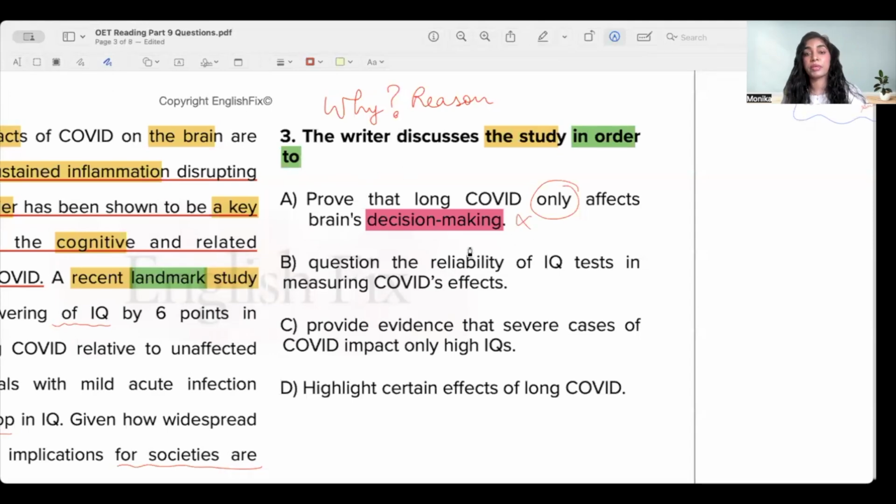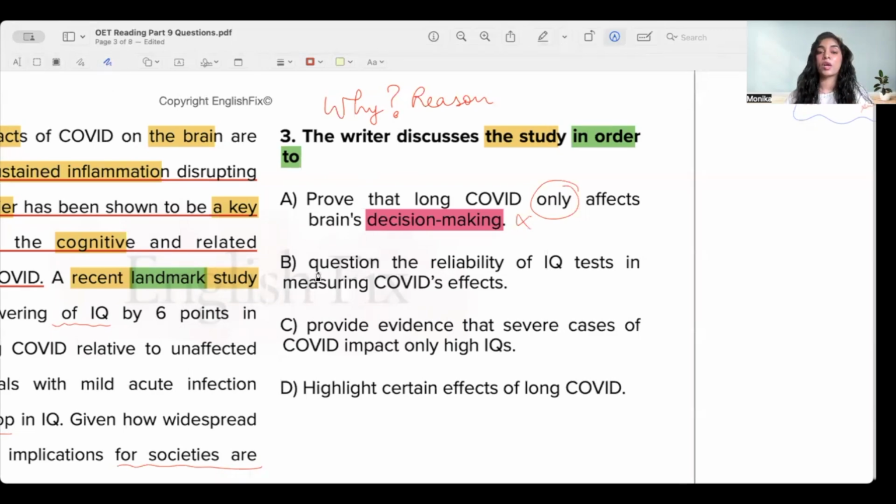Obviously not. But some students will think long COVID affects the brain. Great. Cognitive? Great. It is a part of cognitive. Let me choose this to be the right answer. But specifically, they haven't talked about this, and cognitive encompasses a variety of things. So not this answer choice.